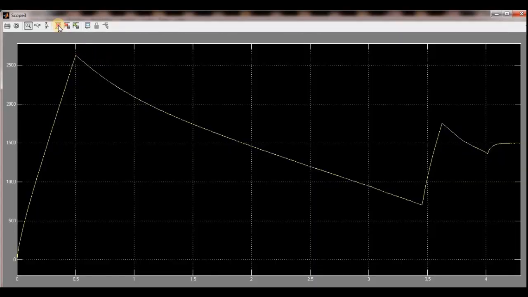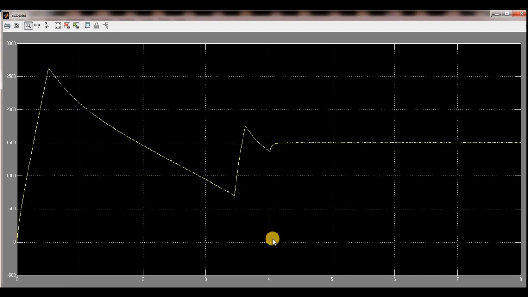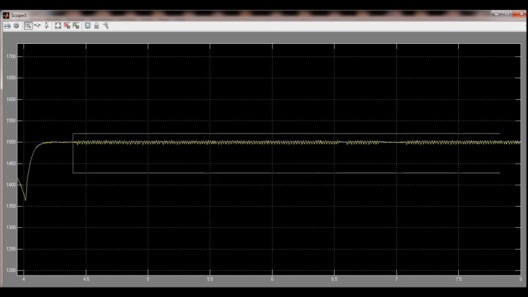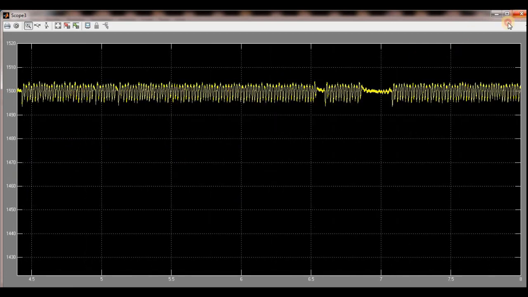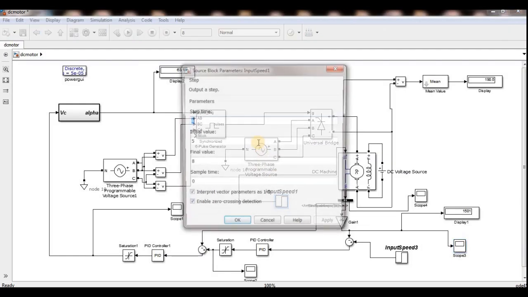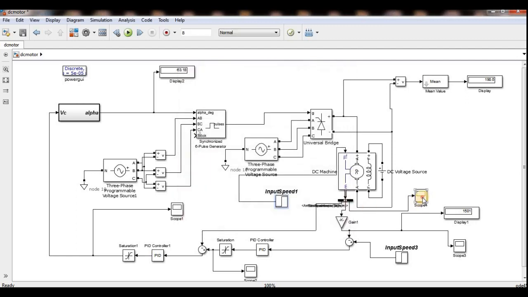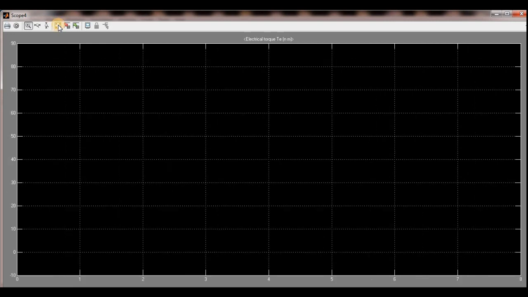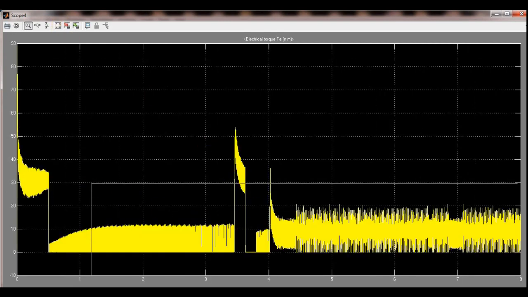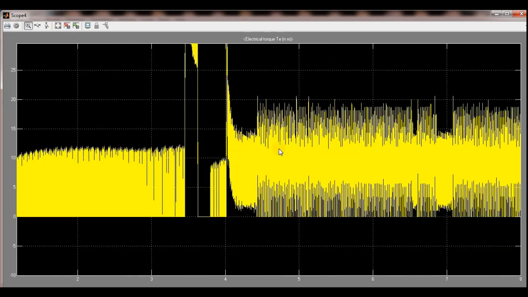So this is the transient period. At the 4th second I changed the torque, but still I am getting 1500. Now I will change the torque at the 6th second, and see, my electromagnetic torque is increased. See, the average is increased. This average is 5, and this average is 8.